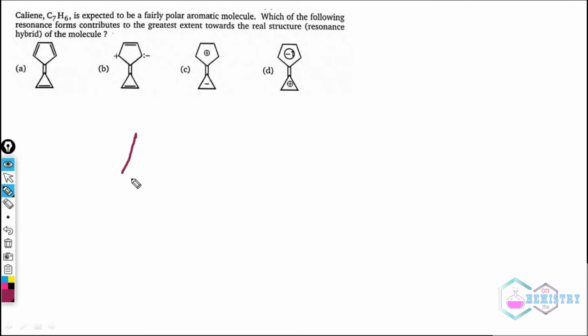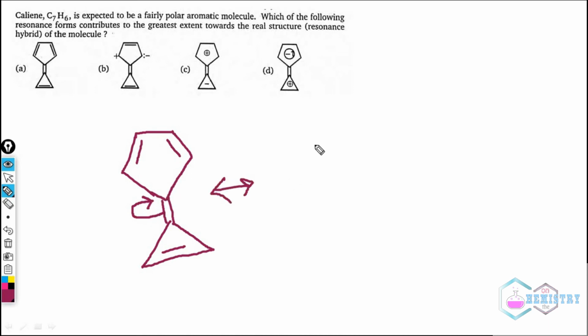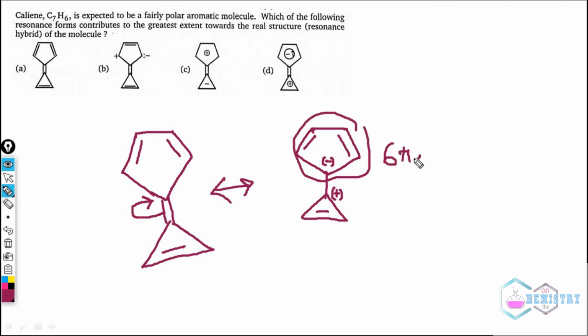Now if we draw this structure, we can see that neither ring is presently aromatic. But if we remove this double bond and shift the electron pair to this carbon, it will form a compound like this. So here will be the minus charge and here will be the plus charge. Now you can see this ring becomes a 6 pi electron system, that means aromatic, and this becomes a 2 pi electron system, also aromatic. So in this structure both the rings become aromatic.